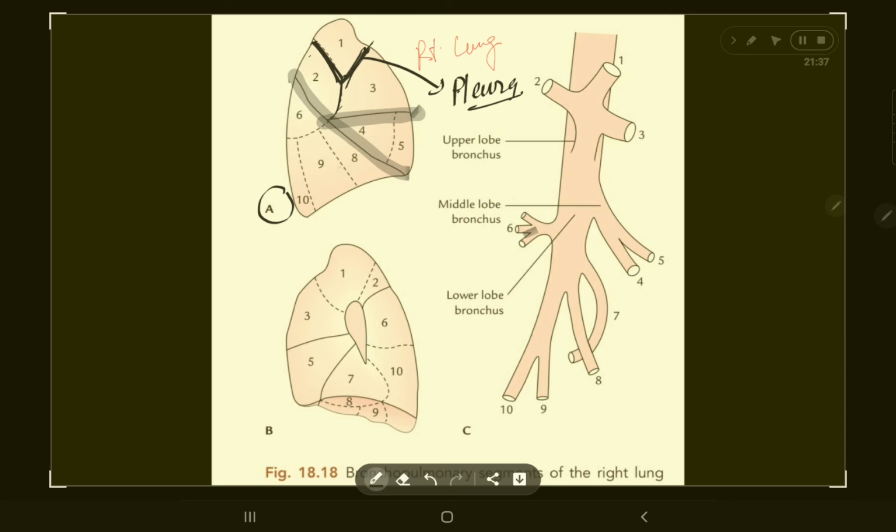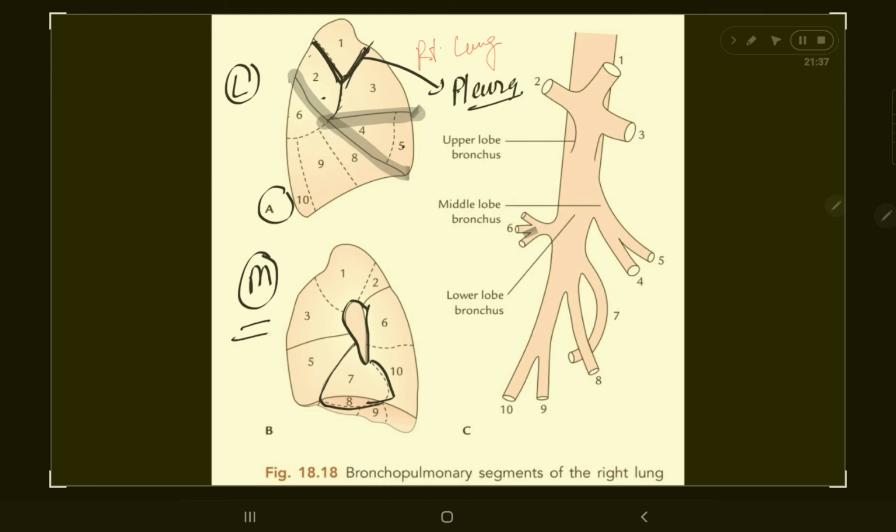You can see this is the lateral view, and this is the medial view. You can see the root of the lung here. In the lateral view you can see segments 1, 2, 3, 4, 5, 6. You cannot see segment 7. Segment 7 you can see in this medial view. Okay, so now draw this image.